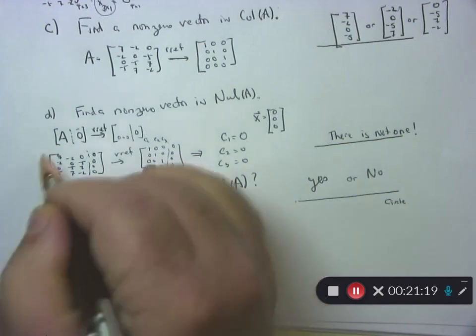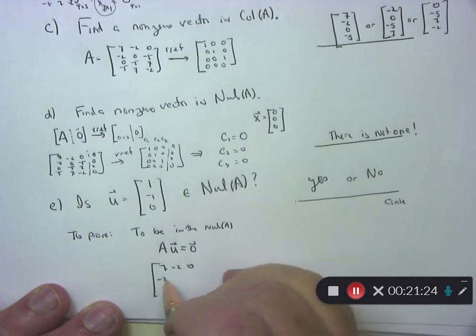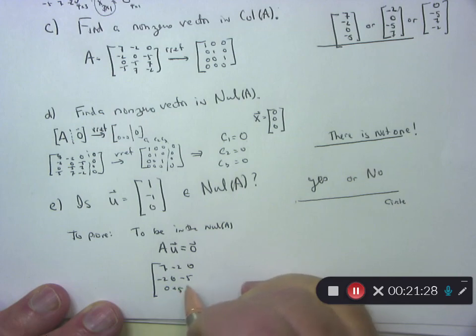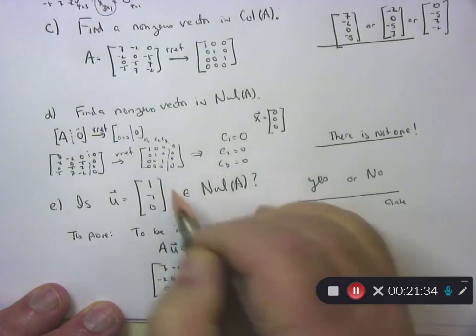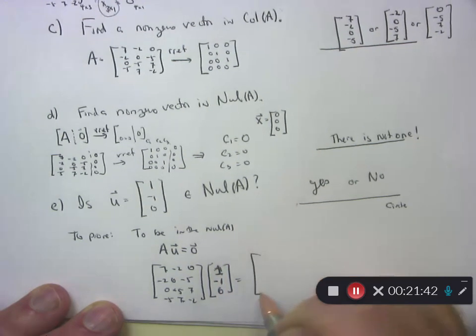What was A again? Oh, it's still up here. It's 7, negative 2, 0, negative 5; negative 2, 0, negative 5, 7; and 0, negative 5, 7, negative 2. What was U? This one here, negative 1, positive 1, negative 1, 0. And I'm going to multiply it. Let's see what we get.